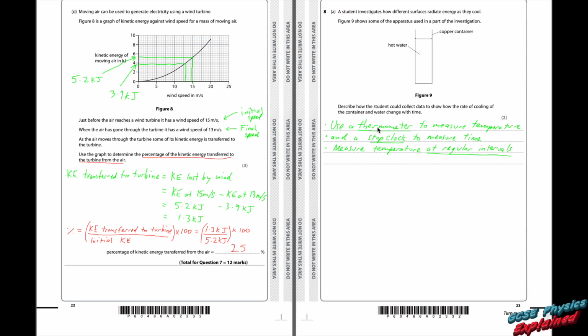Instead of saying use a thermometer and a stop clock, you could say use a data logger, which has got both of those things in.